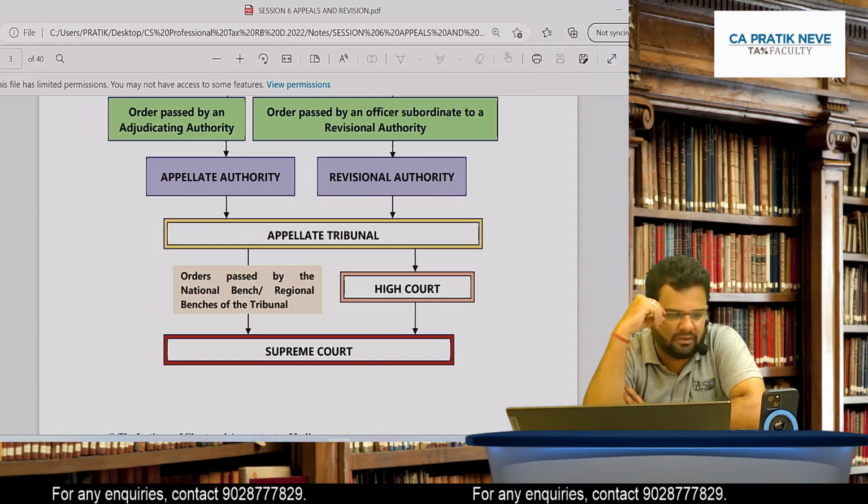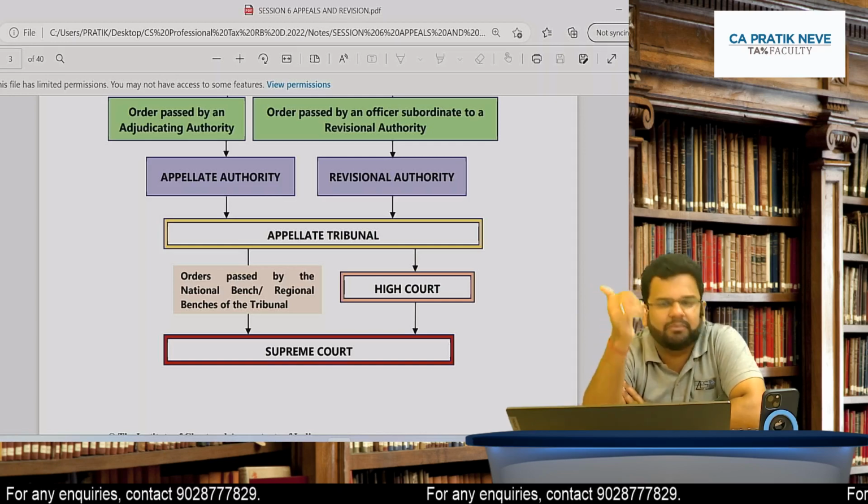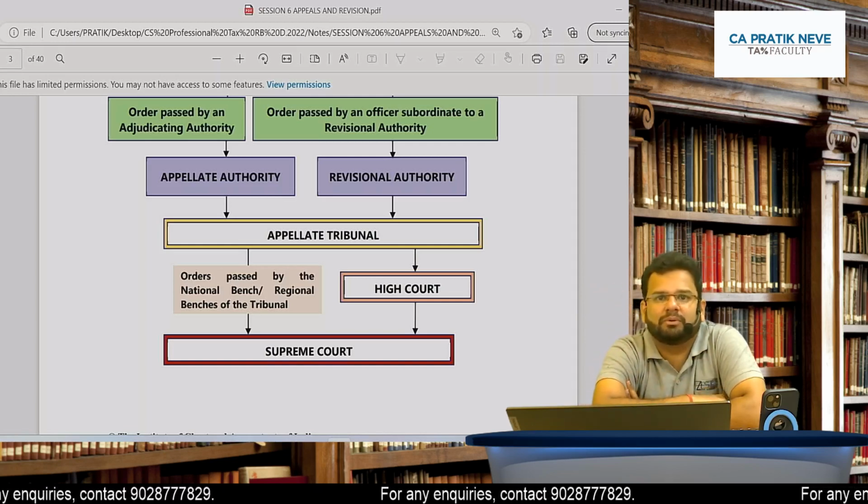Very good, Swati. Very good, Himani. I hope you have understood the point.